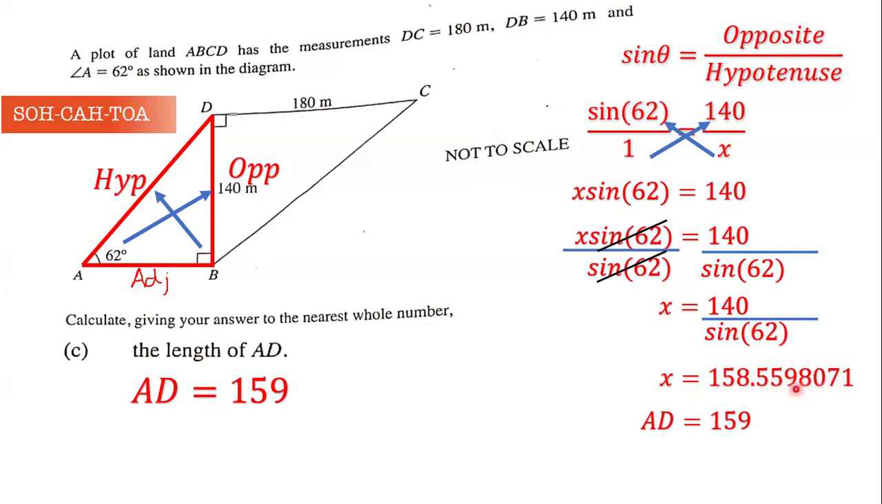158.559807. But we're not done yet because we have to write our answer correct to the nearest whole number. What we have here is a 5, and since we have a 5, we can round up. Once it's 5 or greater, you can round up. So we add 1 to the 8, and 8 plus 1 is 9. And so AD is equal to 159. That's the length of AD, 159 meters, and that's the answer to this question.